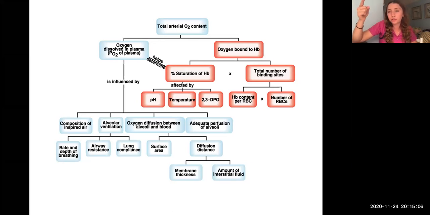The PO2 and how that's directly relational to the number of binding sites. So if you have less hemoglobin, then you're not going to have enough binding sites. She said this is going to be a major thing she's going to ask, because she wants you to know that if a patient is tested for PO2, you can see how well their lungs are doing with gas exchange.